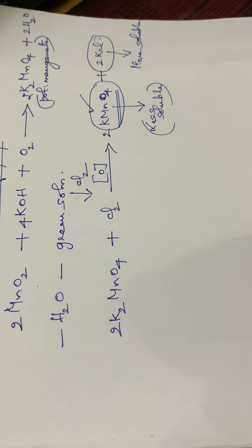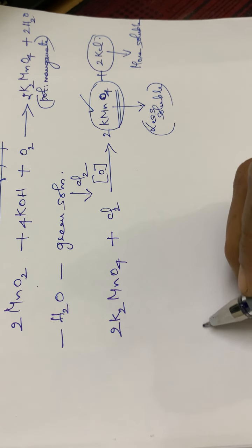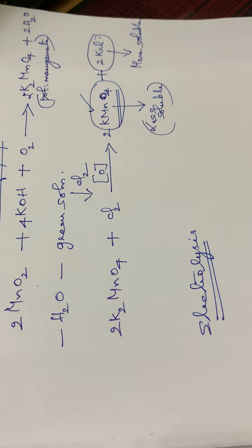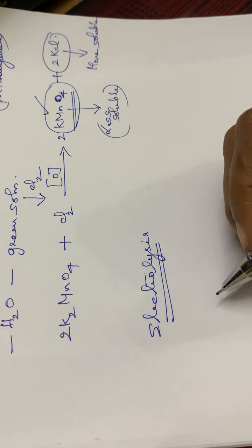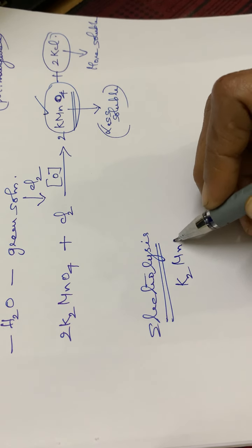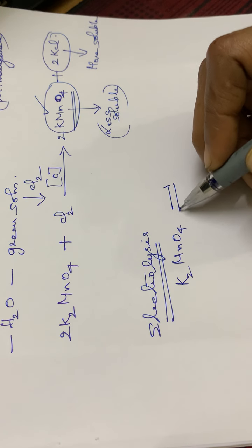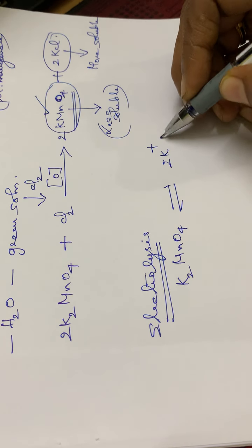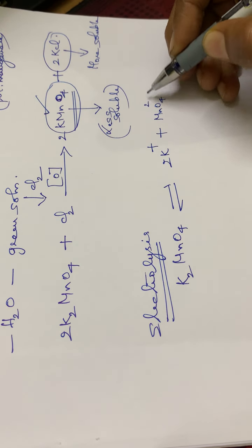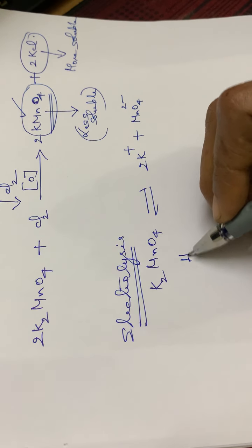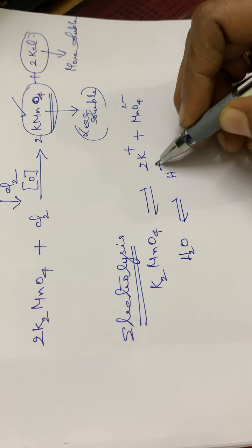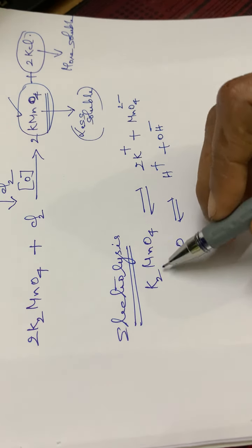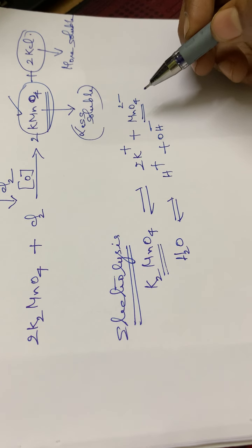Another method is by electrolysis. During electrolysis, potassium manganate, K2MnO4, is oxidized to KMnO4, giving 2K+ and MnO4 2-. Water also ionizes into H+ and OH-. In this process the manganate ion is oxidized to permanganate.